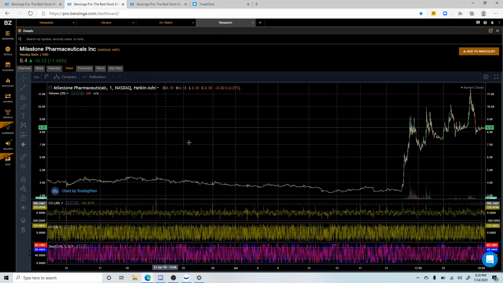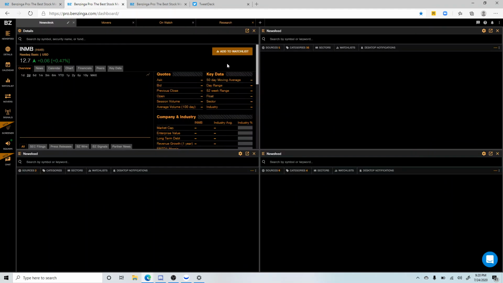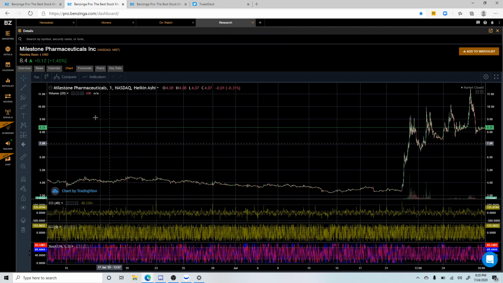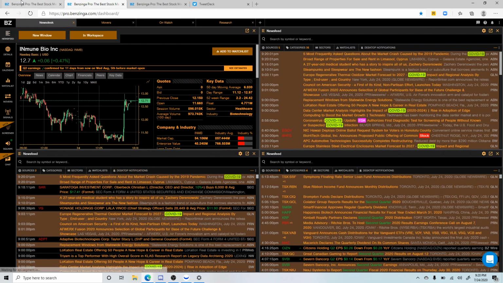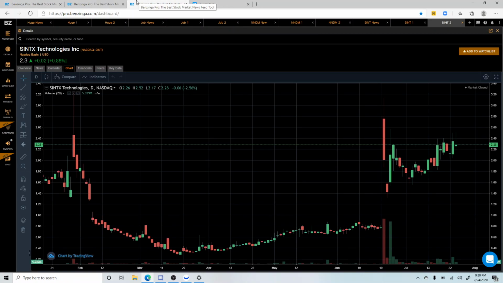And then a research tab, which is just that. It's just one big detail screen. We'll get to that in a minute because I'm going to talk about using CCI and stochastic indicator together.